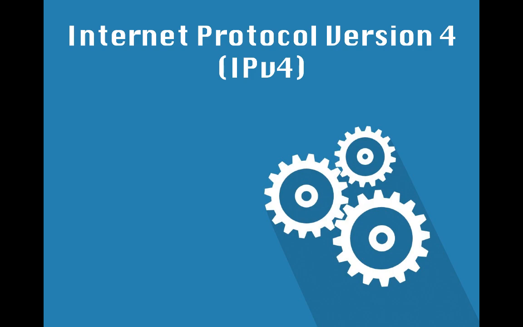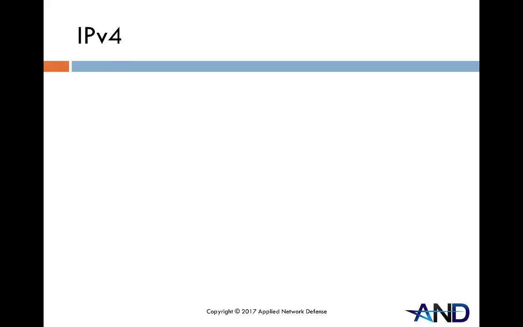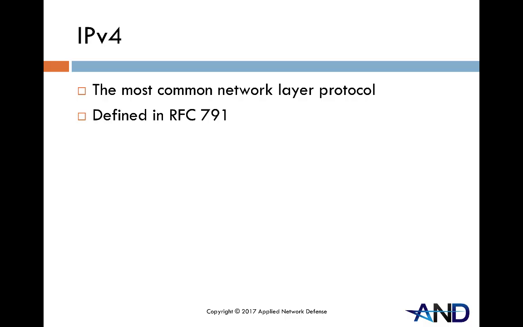So there's a lot of protocols that we need to make the internet and global communication work, but this is probably the most important and most critical to that. So we're going to spend a little time picking it apart and talking about some different aspects of it. IPv4, as I said, is the most common network layer protocol, and it's defined in RFC 791.